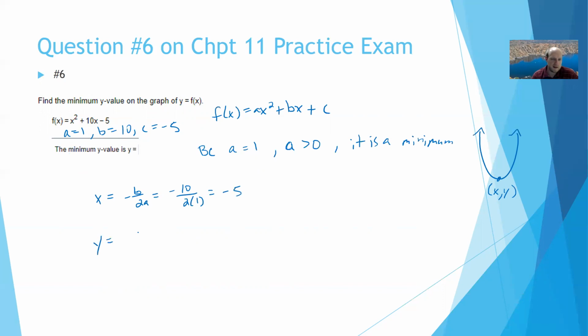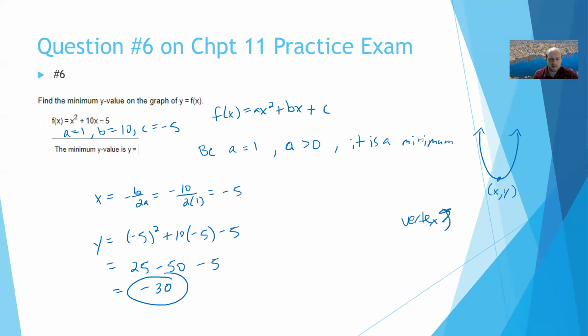And then to find the y coordinate, I just substitute the negative 5 wherever I see an x in my original function, and then simplify from there. So I have 25 minus 50 minus 5, which is negative 30. So the minimum y value is negative 30. The vertex is at (-5, -30), but when they want the minimum value, they just want the y.